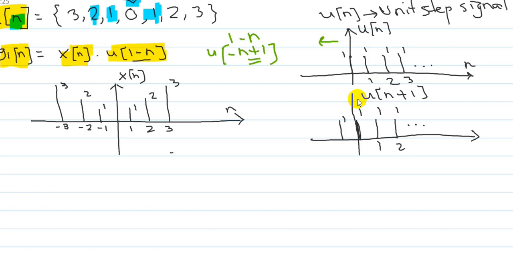We are done with one step, and we were able to get u of n plus 1. The next step is we need to flip the signal to get u of minus n plus 1. If I flip my signal, how will it look? Simple. We only need to multiply the value of n with minus. So obviously the sample at minus 1 will move to 1 here.